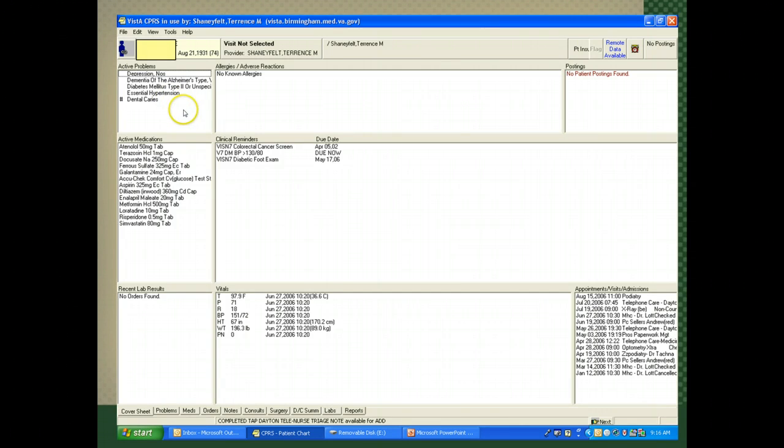So I mentioned this patient's diabetic, and in clinic today his blood pressure is 151/72. Well, the system knows that in a diabetic the blood pressure is recommended to be less than 130/80, so it gives me a warning that this patient's blood pressure is too high. It also searched throughout the system and noticed that I hadn't done a diabetic foot exam in the last year, so it gives me a warning to do a diabetic foot exam.